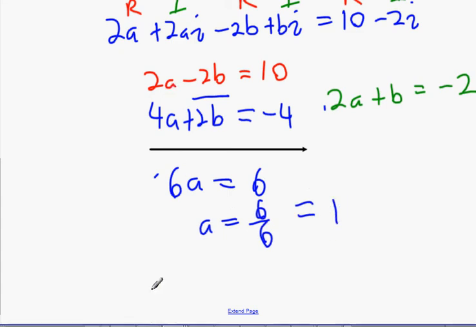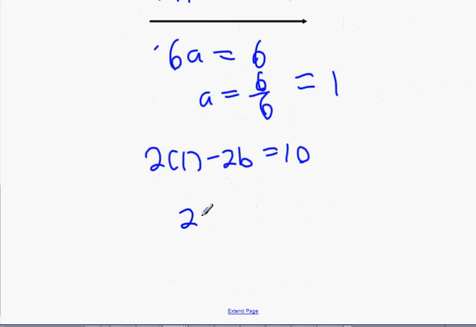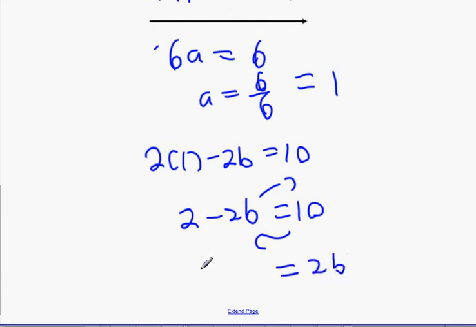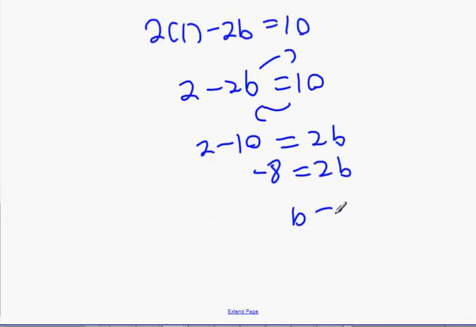Now we're going to substitute in 1. 2 times 1 minus 2b equals 10. 2 minus 2b equals 10. Bring the 2b to the right, 10 to the left. 2b equals 2 minus 10. Minus 8 equals 2b. b equals minus 4. Okay guys, that's it.